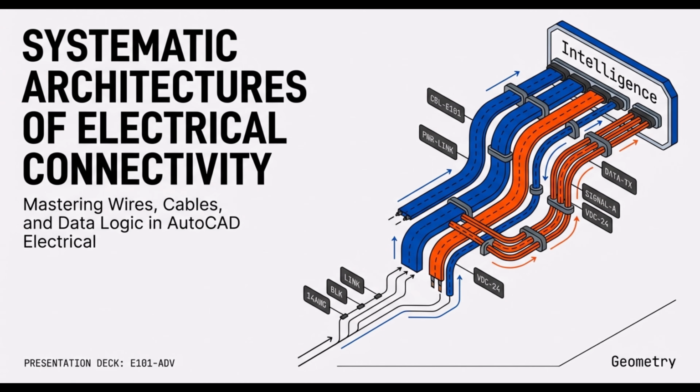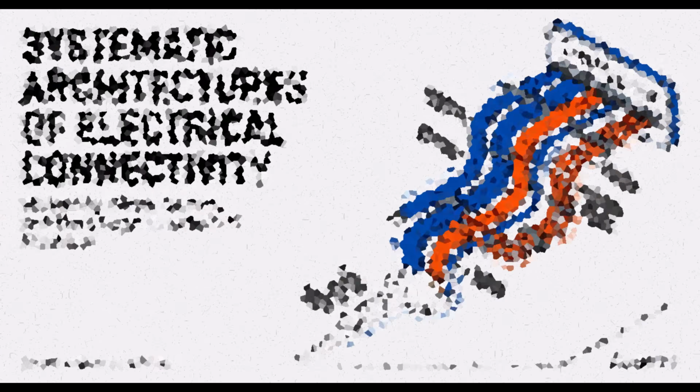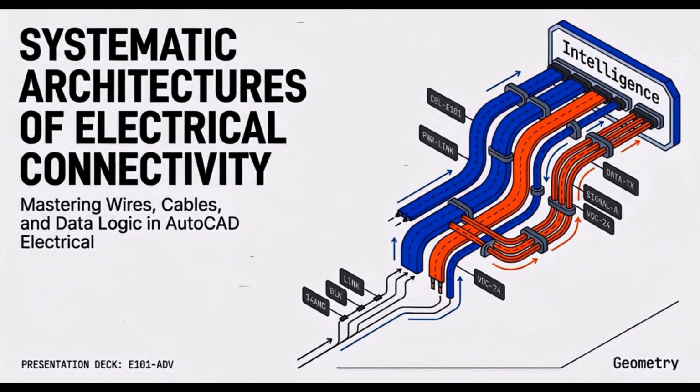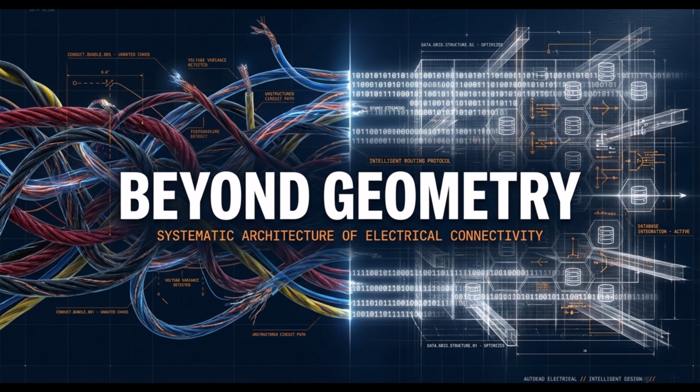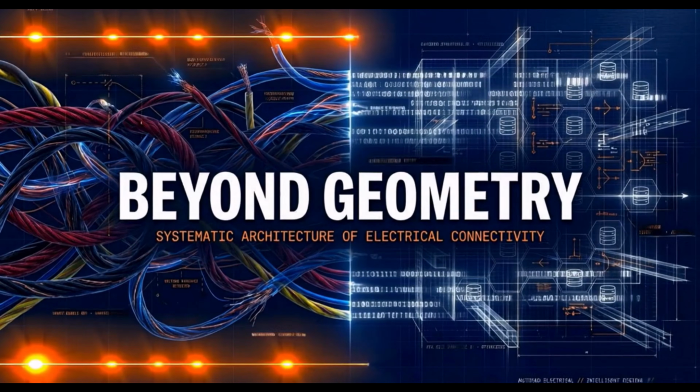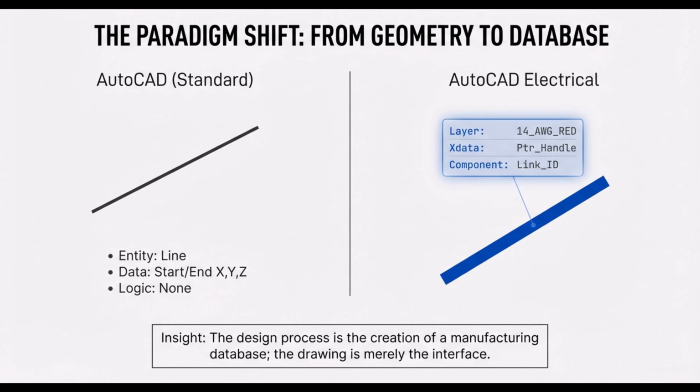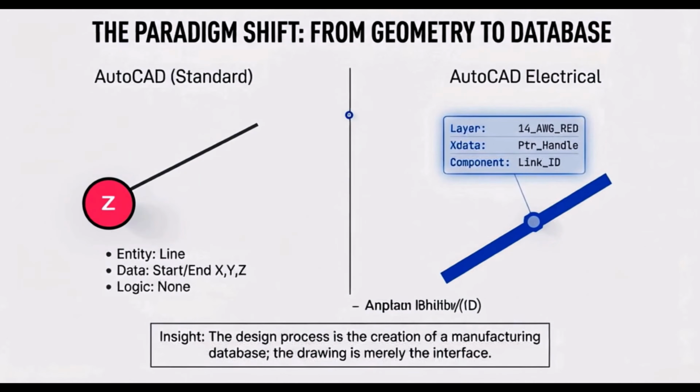You know, there's a riddle that floats around engineering departments, usually mumbled by a frustrated CAD manager looking at a messy drawing. It goes, when is a line not just a line? Right. It sounds like something you'd get in a fortune cookie, but if you're working in electrical design, specifically with AutoCAD Electrical, the answer to that question basically determines whether you're doing your job or just making pretty pictures. It really is the fundamental question of the trade.